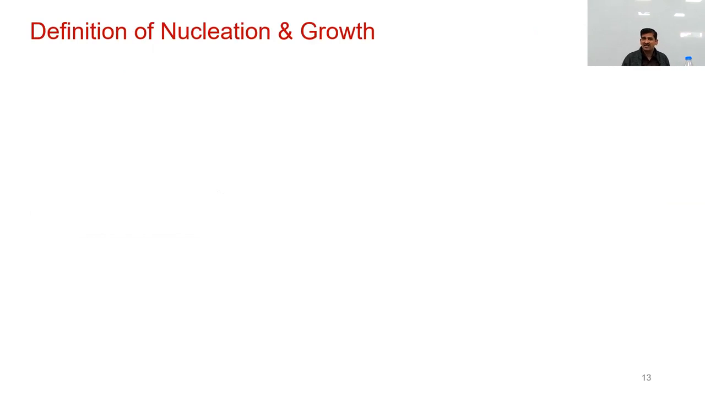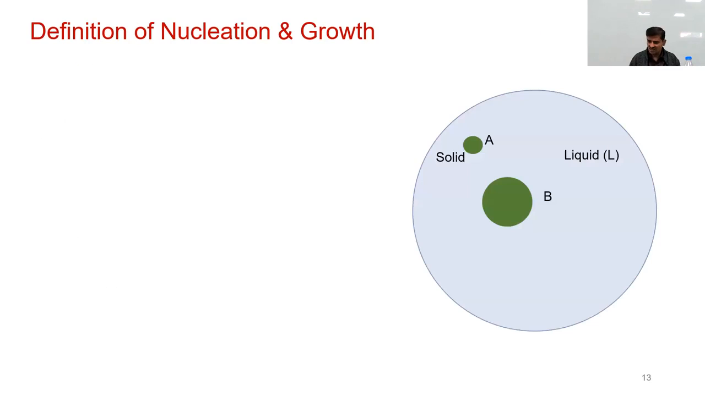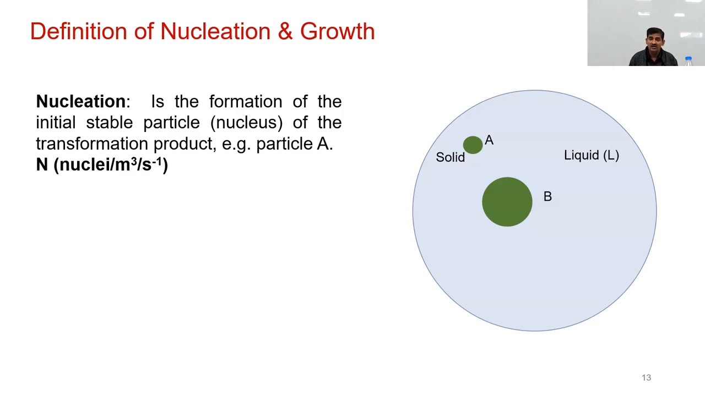So let us first define. We made a hand-waving argument and said, okay, particles form, this is nucleation, and then they grow, that is growth. There are slightly more technical definitions. Here's a schematic: a liquid, this big sphere, and the green circles are solids. What is nucleation? It is defined as the formation of the initial stable particle, which we call nucleus, of the transformation product. In this particular example, this solid A forms, that's a nucleus.